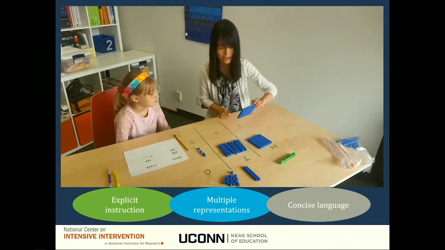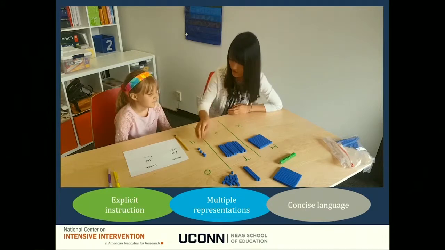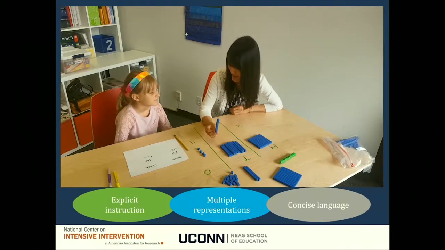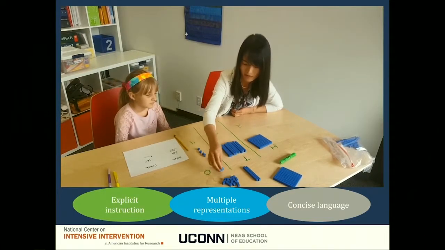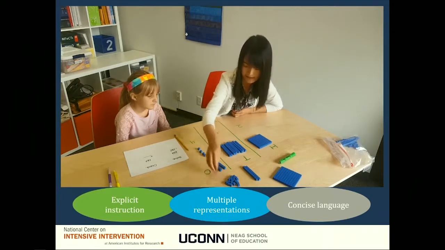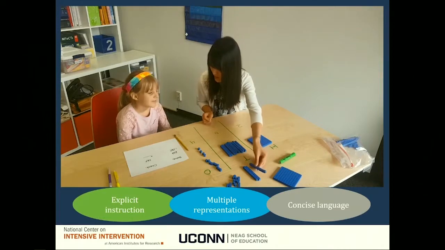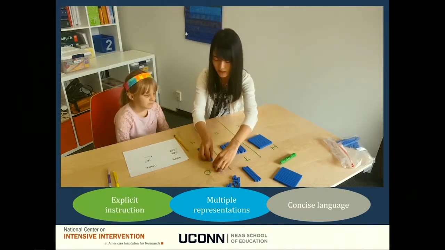So we exchanged 100 for 10 tens. Now, what are we going to do? We still only have 4 cubes, right? So we have to exchange 1 ten for how many ones? 10 ones. Okay. 5, 6, 7, 8, 9, 10. So we exchanged 1 rod for how many cubes? 10. Okay, so can you tell me how many ones do we have now? 14. Good. So we have 14 cubes here now.